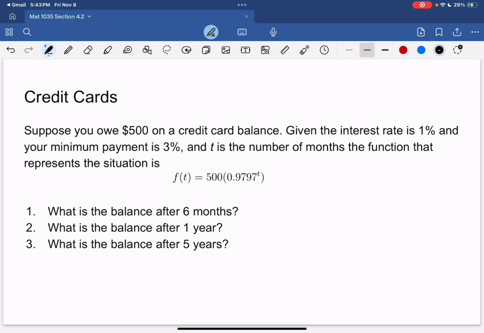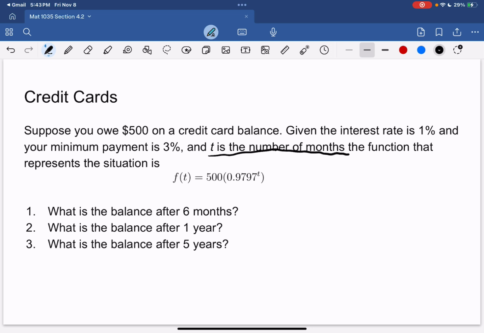All right, so for this question, given the interest rate is 1% and the minimum payment's 3% of the balance, and t is the number of months, then this function develops out of this. Okay, you're not responsible for being able to find this function given the interest rate and minimum payment yet, but it's just a given function. And so we want to know what is the balance after 6 months. Okay, so t represents our number of months.